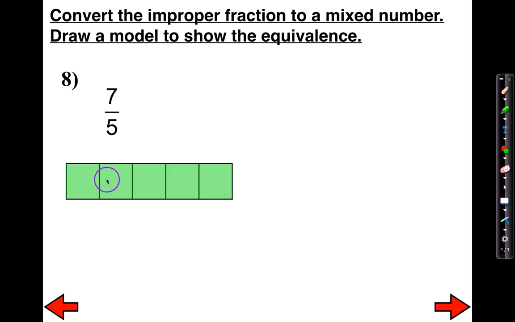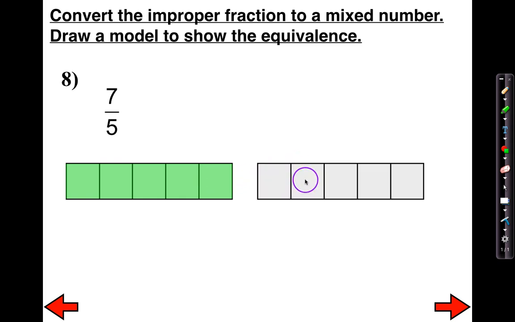So we have 1, 2, 3, 4, 5. Guess what? We need more. So I'm going to go ahead and introduce another set of 5 equal parts in a block. I already shaded in 5, so I'm going to go ahead and shade 2 more. So now, this represents 7/5. Both of these were in fifths, and I went ahead and shaded 7 of them.